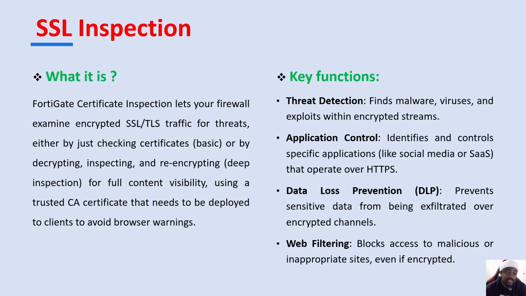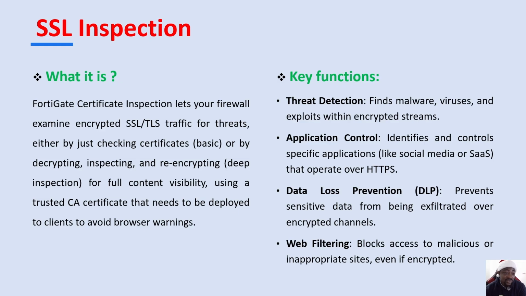Before we jump into the activity, let's take a few minutes to explain some key concepts regarding SSL inspection. So what is SSL inspection? FortiGate uses SSL inspection to examine the encrypted SSL/TLS traffic that goes in and out of your firewall to check for threats. This inspection is done either through certificate inspection, which is a basic inspection method using just the certificate information to see if the information on the SSL certificate is valid for accessing that website.